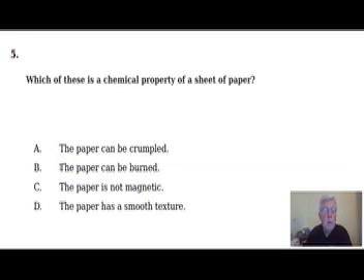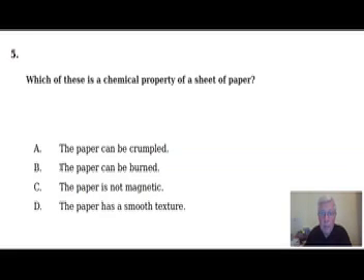The paper can be burned. Oh yeah, that's a chemical property. Because what you get when you burn a piece of paper, a marshmallow, or a stick, is this black stuff left over. Do you know what that black stuff is? Yeah, it's carbon. The paper can be burned. Yes, that's chemical.